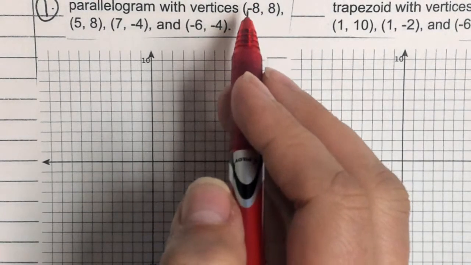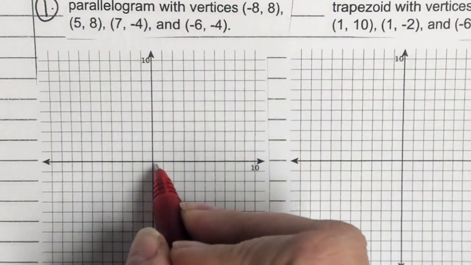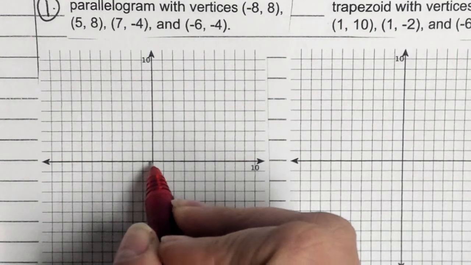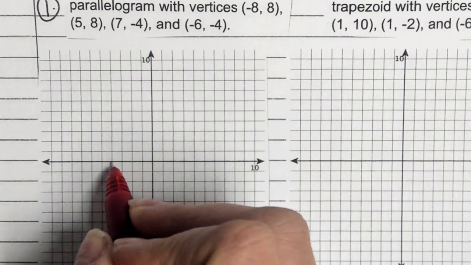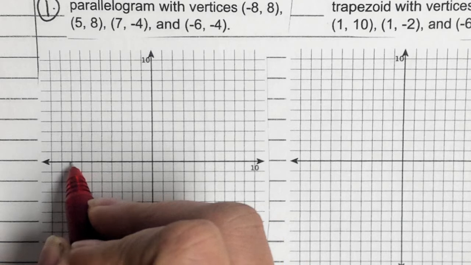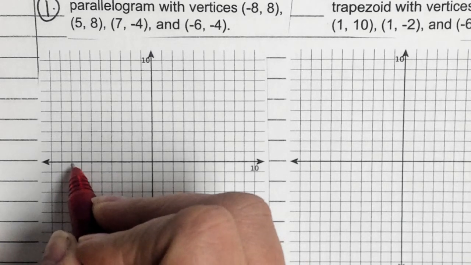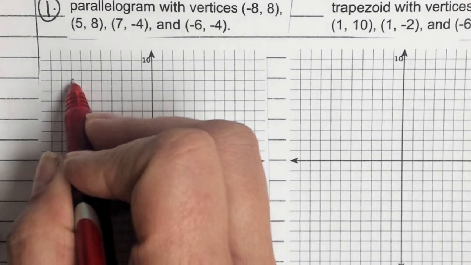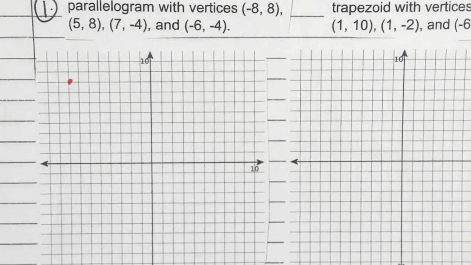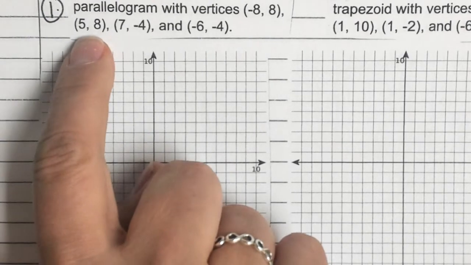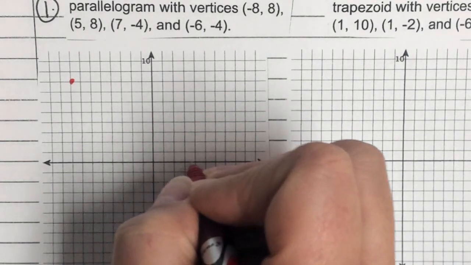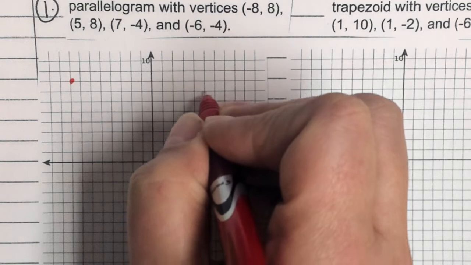So if we look at this first one, we've got negative 8, 8. So we're going to go which direction for negative 8? To the left. Absolutely. So 1, 2, 3, 4, 5, 6, 7, 8. And then positive 8 tells me I'm going to go up. And I go 1, 2, 3, 4, 5, 6, 7, 8. So that's where we put our first dot, our first point. Okay? Our second point is positive 5, positive 8. So we're going to go over 5, 1, 2, 3, 4, 5, and then up to 8.